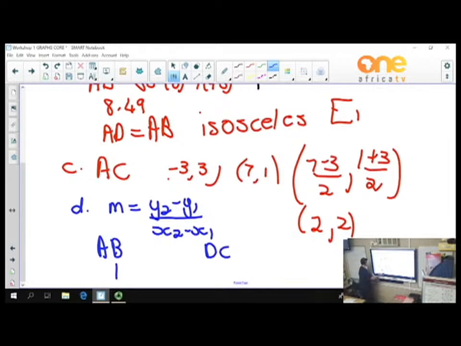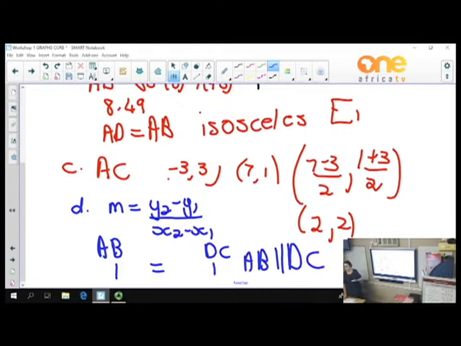So this one's gradient is equal to this one. So I make the statement again, AB is parallel to DC. Make that statement. AB is parallel to DC. Hence give the geometrical name of the quadrilateral.